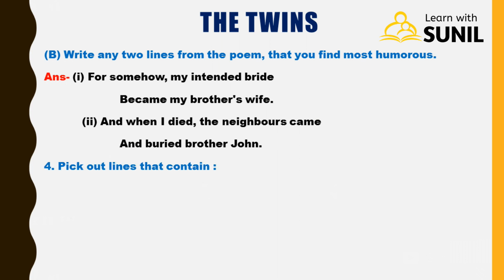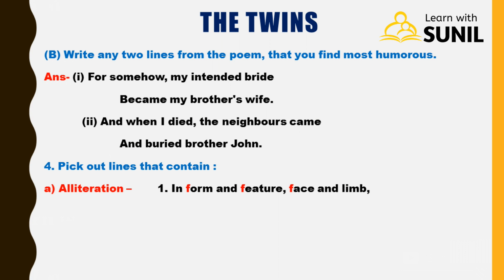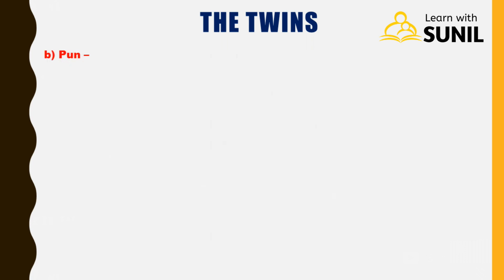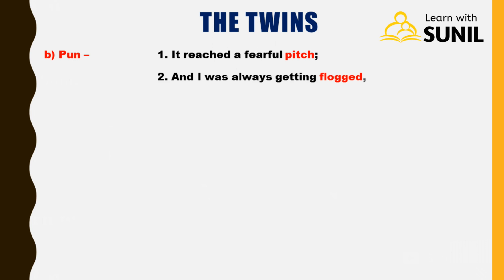Fourth question. Pick out lines that contain A. Alliteration. First example: In form and feature, face and limb. Second: it puzzled all our kith and kin. Third example: and buried brother John. B. Pun. First example: It reached a fearful pitch. Second example: and I was always getting flogged.